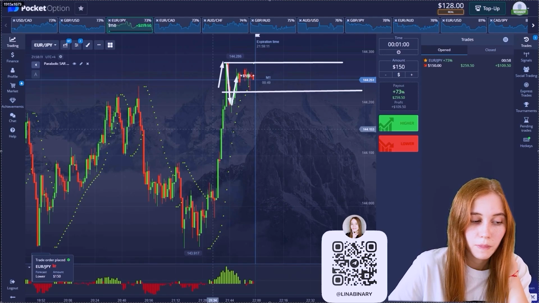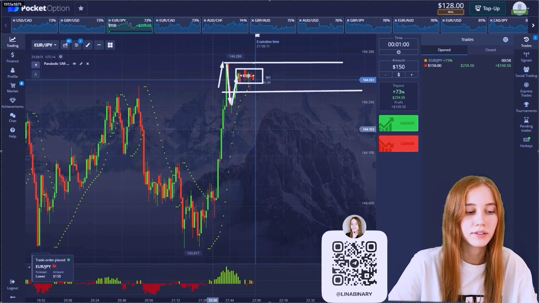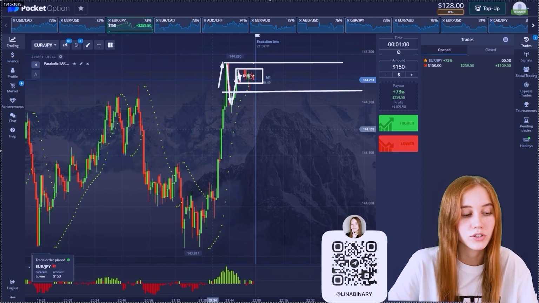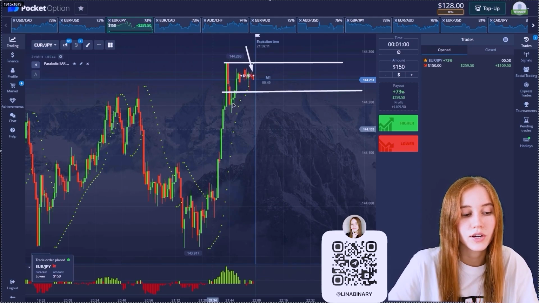Then the market recovered again and a short period of consolidation began. Consolidation is when the price moves at the same level in a small range. That's why we opened down, because 3 red candles are formed. This suggests that the market will decline a little.